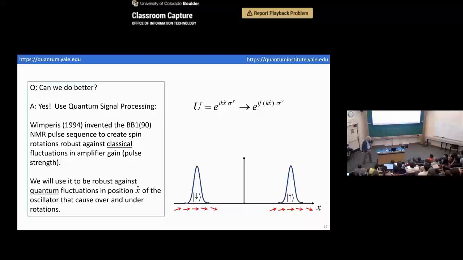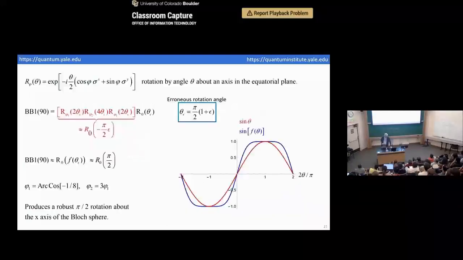And so we're going to steal that idea and use it in a quantum context where the fluctuations in the rotation angle is a quantum operator, the position of the oscillator, and it has quantum uncertainty, right? Just this Gaussian packet has position fluctuations. And despite the fact that this was invented to make classical pulses robust, it works for these quantum pulses.